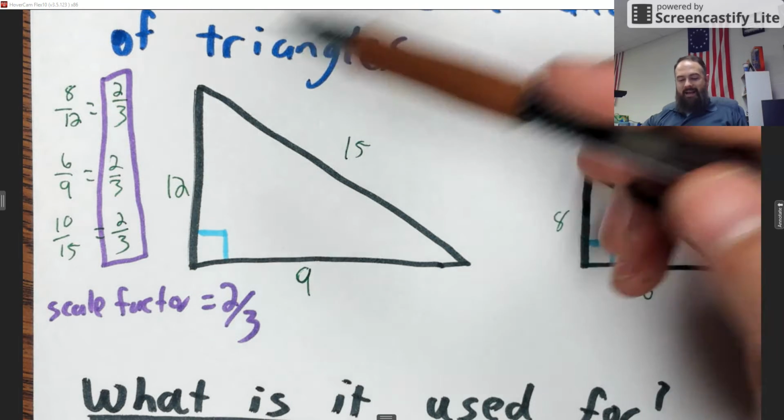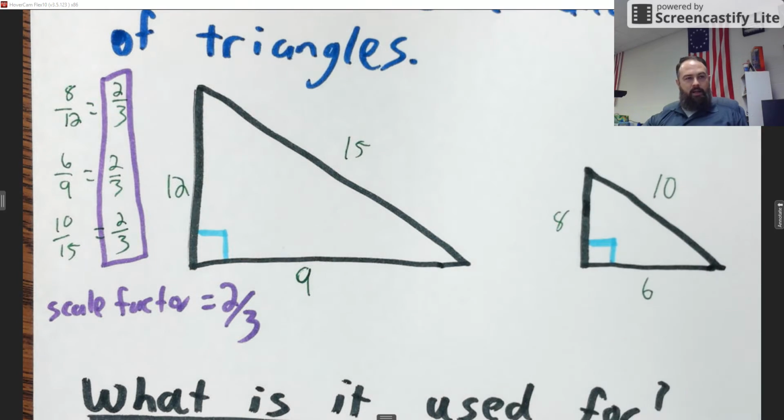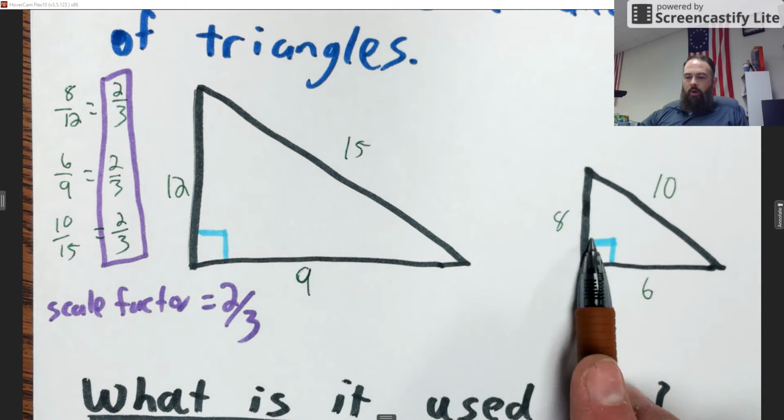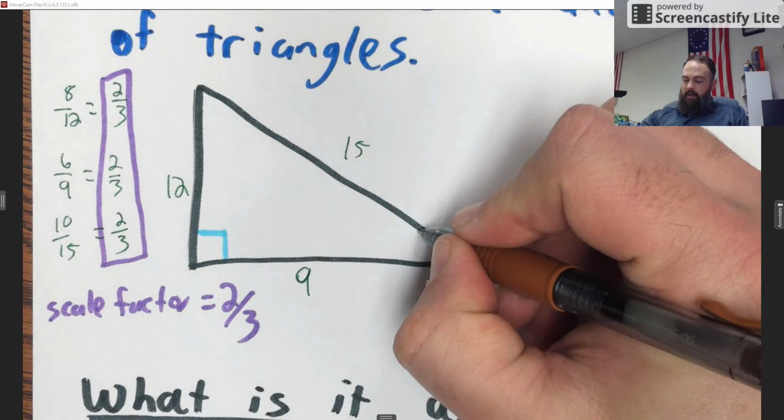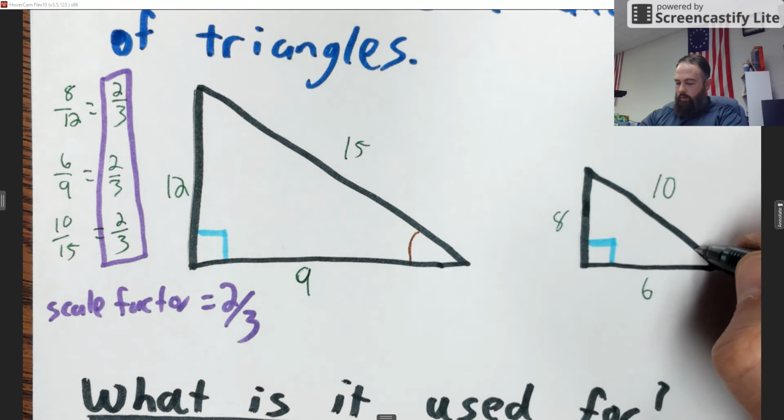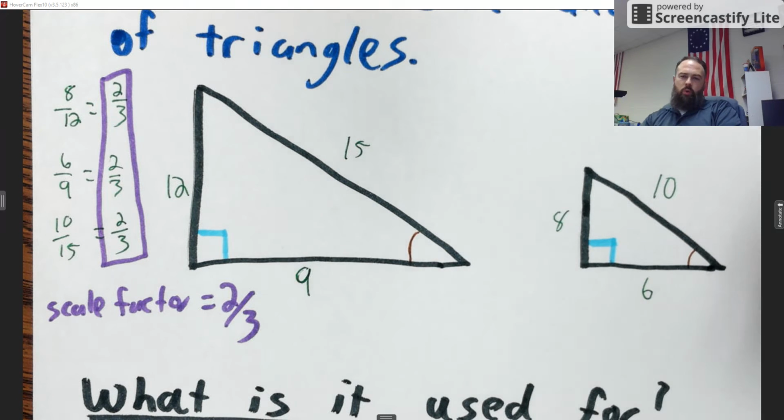Now, because I have a side similarity scenario here, I know that my angles have to be congruent, all the corresponding pairs. I already drew in the right angle in both of these, so you know that those are congruent. Now, I'm going to take this acute angle here on the right, and I don't know what that measure is, so I've got to use a variable for that.